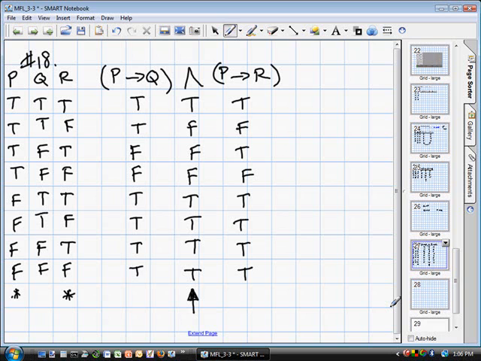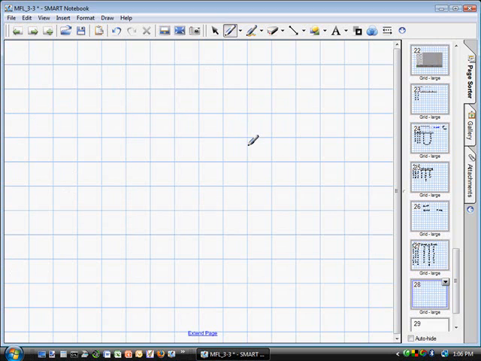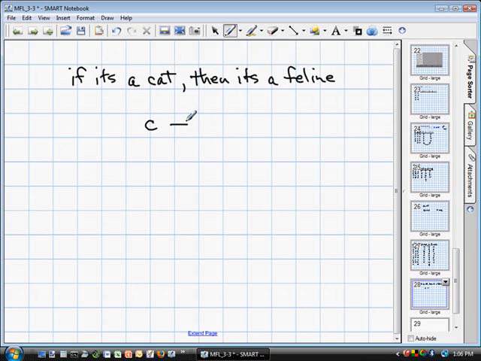So, 36, all cats are felines. What's the if-then way to say all cats are felines? Isn't it, if it's a cat, then it's a feline? And if we were using symbolism, we'd probably just say, if it's a cat, then it's feline.